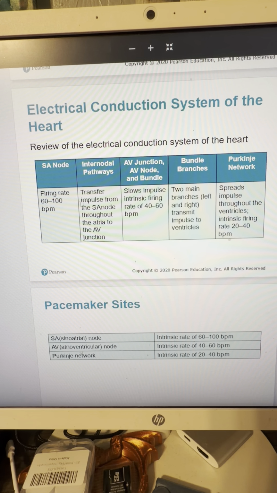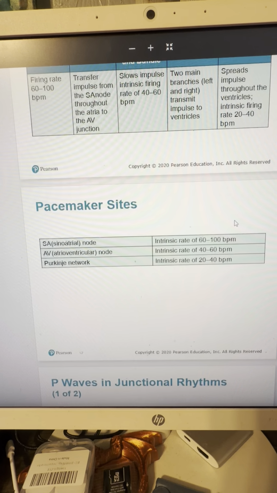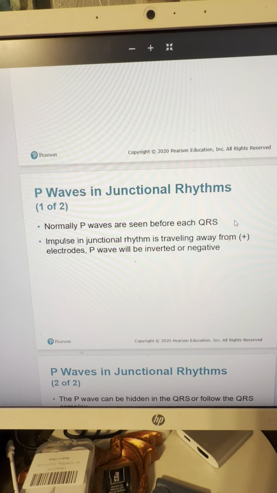Remember our firing rates. Your SA node is 60 to 100. That's where we get our standard heart rate from. Then it goes down through the internodal pathways, slowing the impulse to 40 to 60 at the AV node. Then it goes to your bundle branches, and then your Purkinje network has a rate of 20 to 40. We already know these. We said this several times.